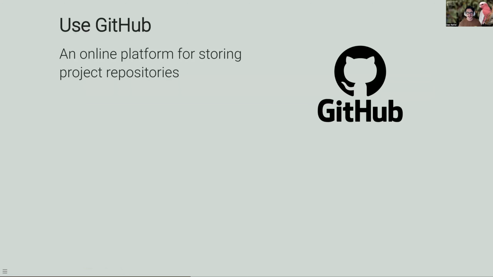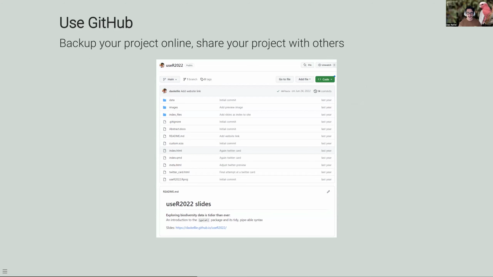Another thing you can do is use GitHub, which is an online platform for storing project repositories. I'm sure probably everyone here has at least heard of GitHub. I'm sure many of you are using it. It can feel like a really intimidating thing, but some sort of place to put your code is very important. I think the main selling point of GitHub is that it is one place to store your project online. It's your complete project generally, and it's easy to share.